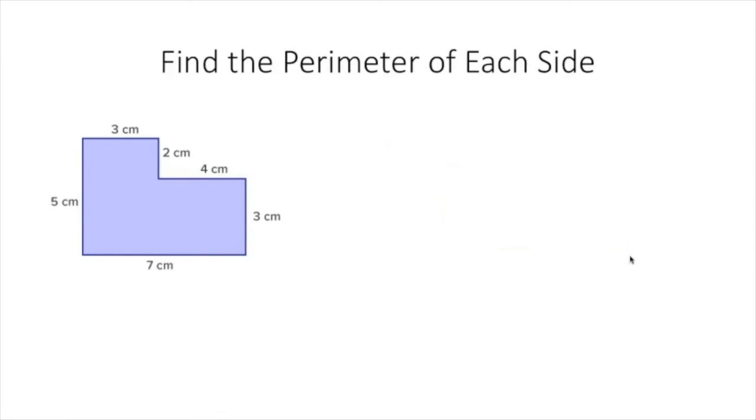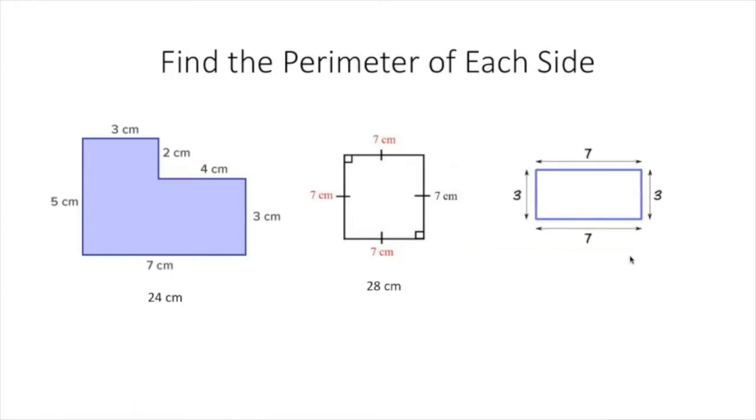Let's find the perimeter of these shapes. Here's an interesting one for you there. Go ahead, pause the video and add those up. Okay, hopefully you came up with 24 centimeters. Here's a little square for you. Find the perimeter of that, please. Okay, 28 centimeters. And lastly, here's a little rectangle. Find the perimeter of that rectangle, please.